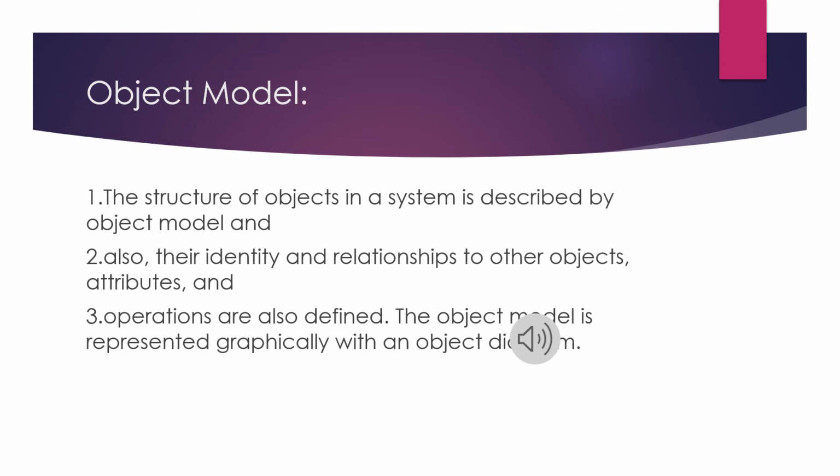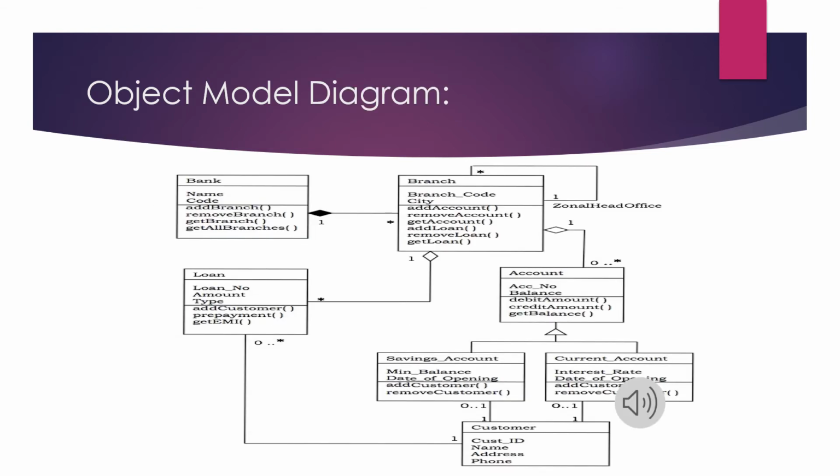Let's see the object model in Rumbaugh. The structure of the objects in a system is described by the object model, along with their identity and relationships to other objects. Attributes and operations are also defined. The object model is represented graphically with an object diagram. Next is the object modeling diagram. This is the banking account object diagram.